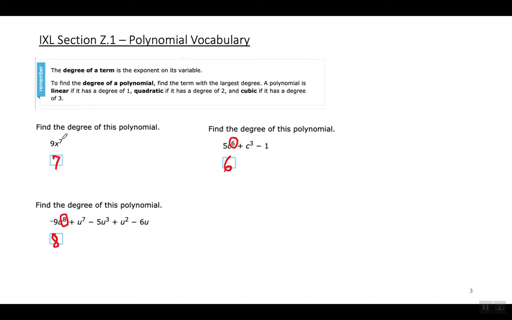And by the way, I know that this is a monomial, but they're referring to all of them as polynomials, as a type of polynomial. Okay, so again, if you have more than one term, the degree of the polynomial is simply the largest exponent in the polynomial.